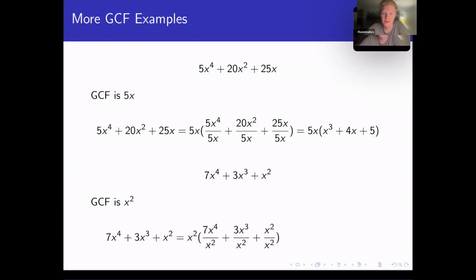X to the fourth over x squared, 2 x's cancel out. We're left with 7x squared. X cubed over x squared, 2 x's cancel out. So we're left with just a single x. X squared over x squared, just 1.